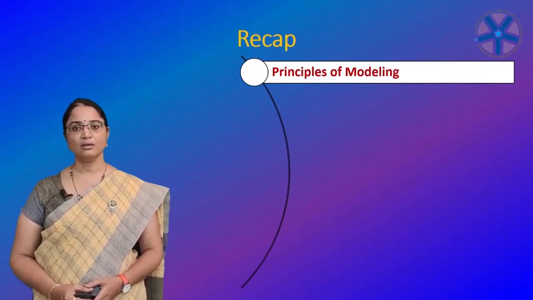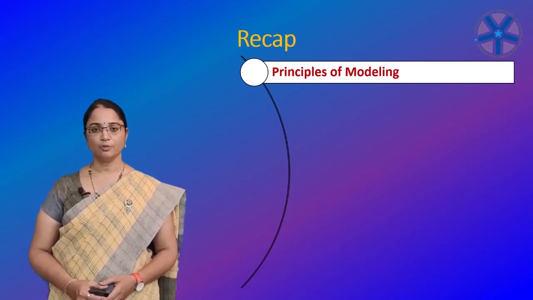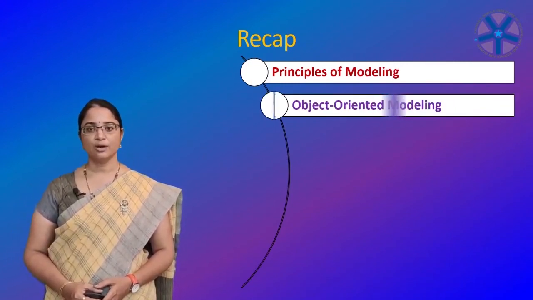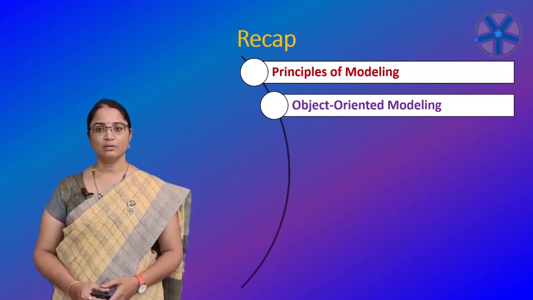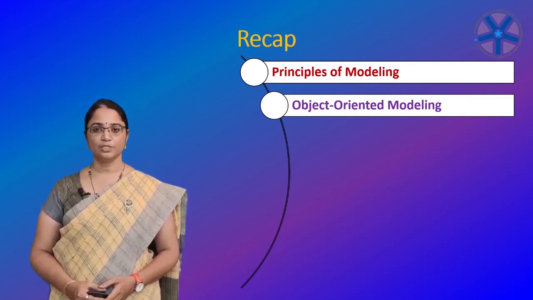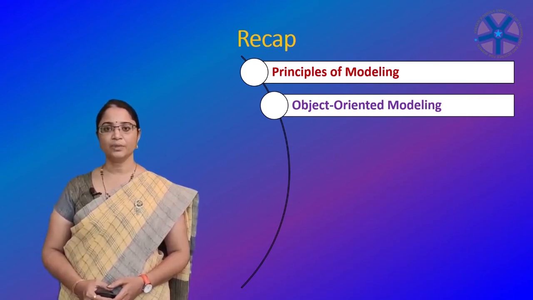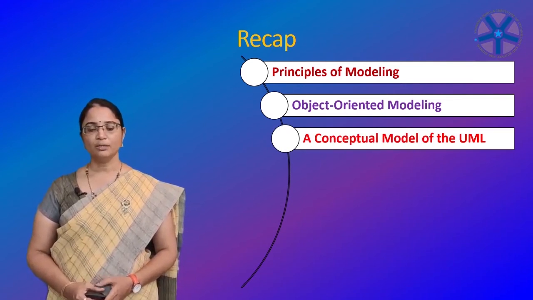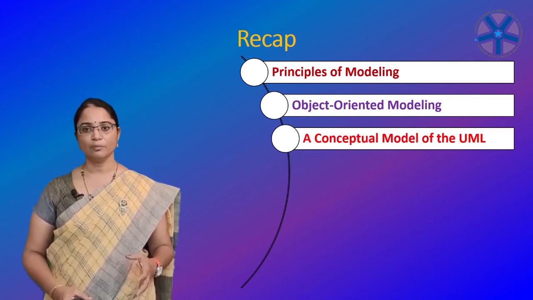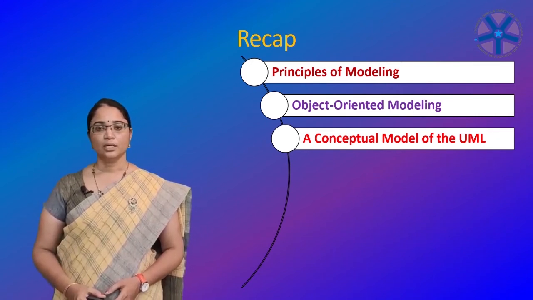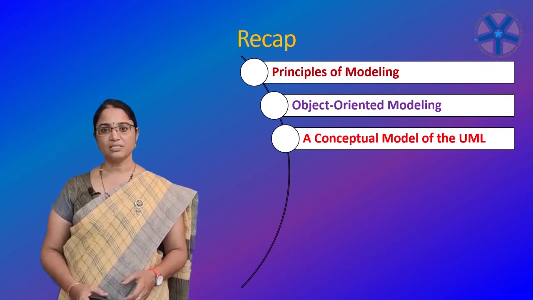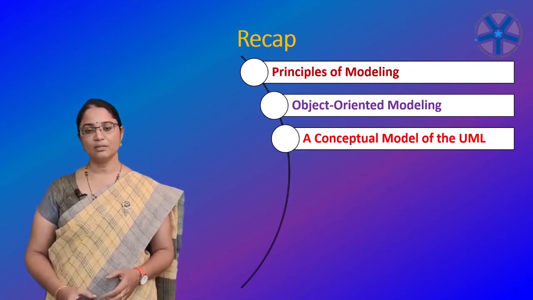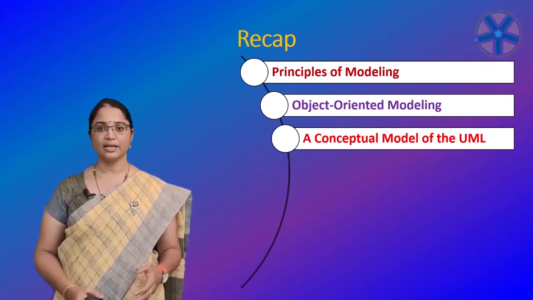We have seen the principles of modeling. In that we have seen 4 points. Next we have seen the object-oriented modeling. The 2 most common ways are from an algorithmic perspective and from an object-oriented perspective. That's what we have discussed here. A conceptual model of the UML. Here we have discussed the building blocks of the UML. The vocabulary of the UML encompasses 3 kinds of building blocks. Those are things, relationships and diagrams.